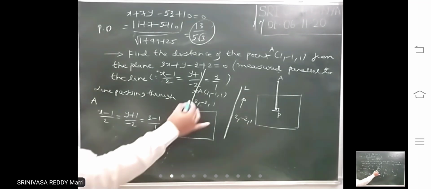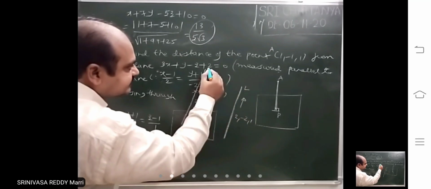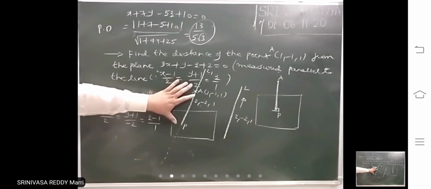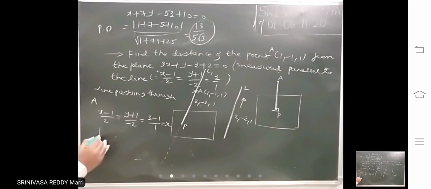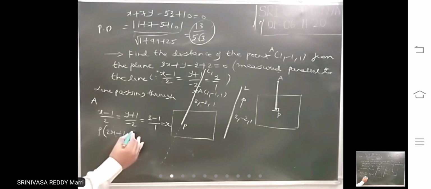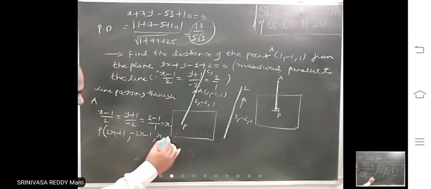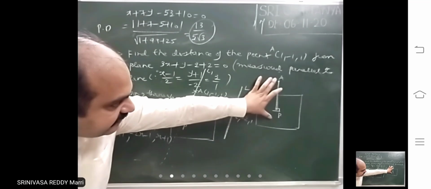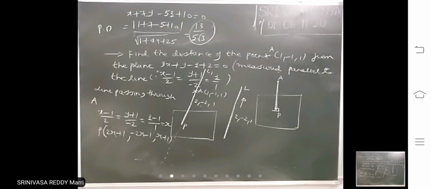Now you have to find the point P, where this line, let us say L1, intersects the plane. So P is on this line. Take the point P as some R here. So the P point is 2R plus 1 comma minus 2R minus 1 comma R plus 1. Just as earlier we calculated the P point and then found the distance, here also the P point must be calculated. This lies on the plane.